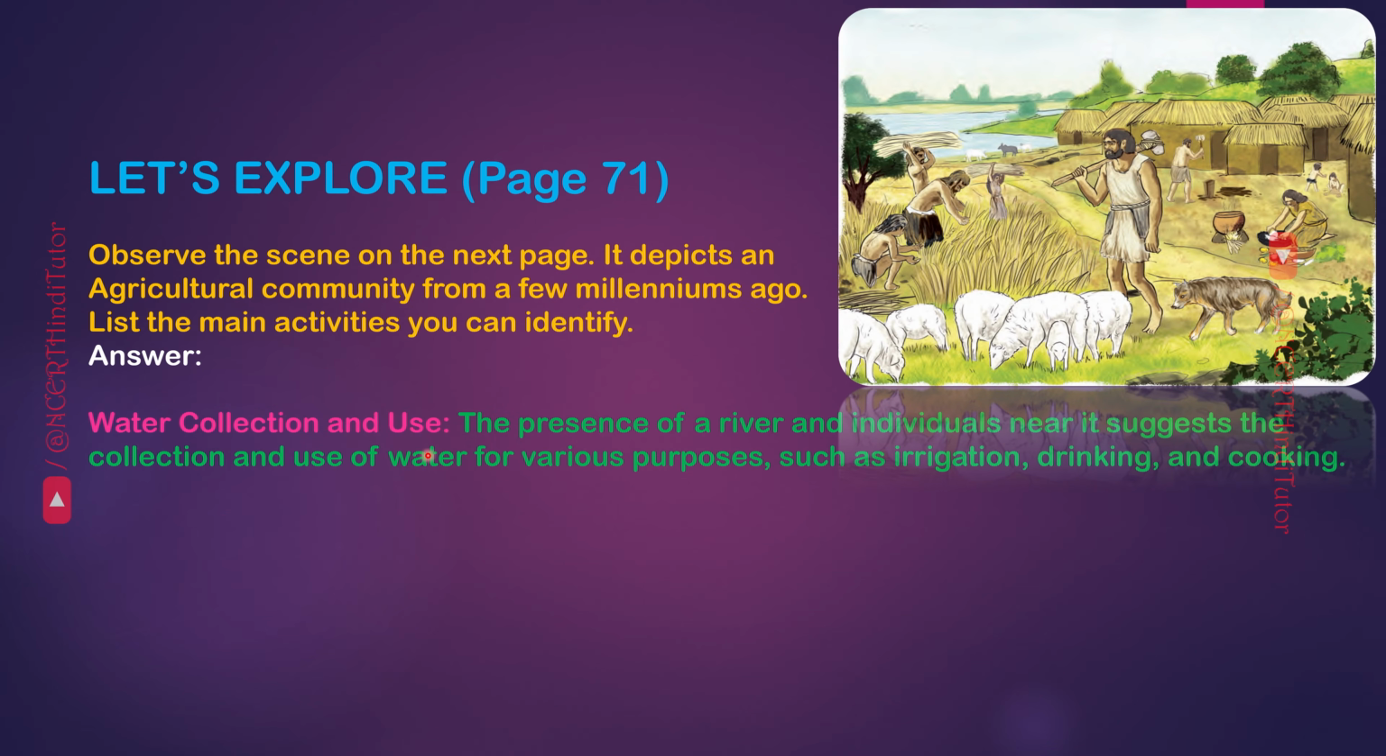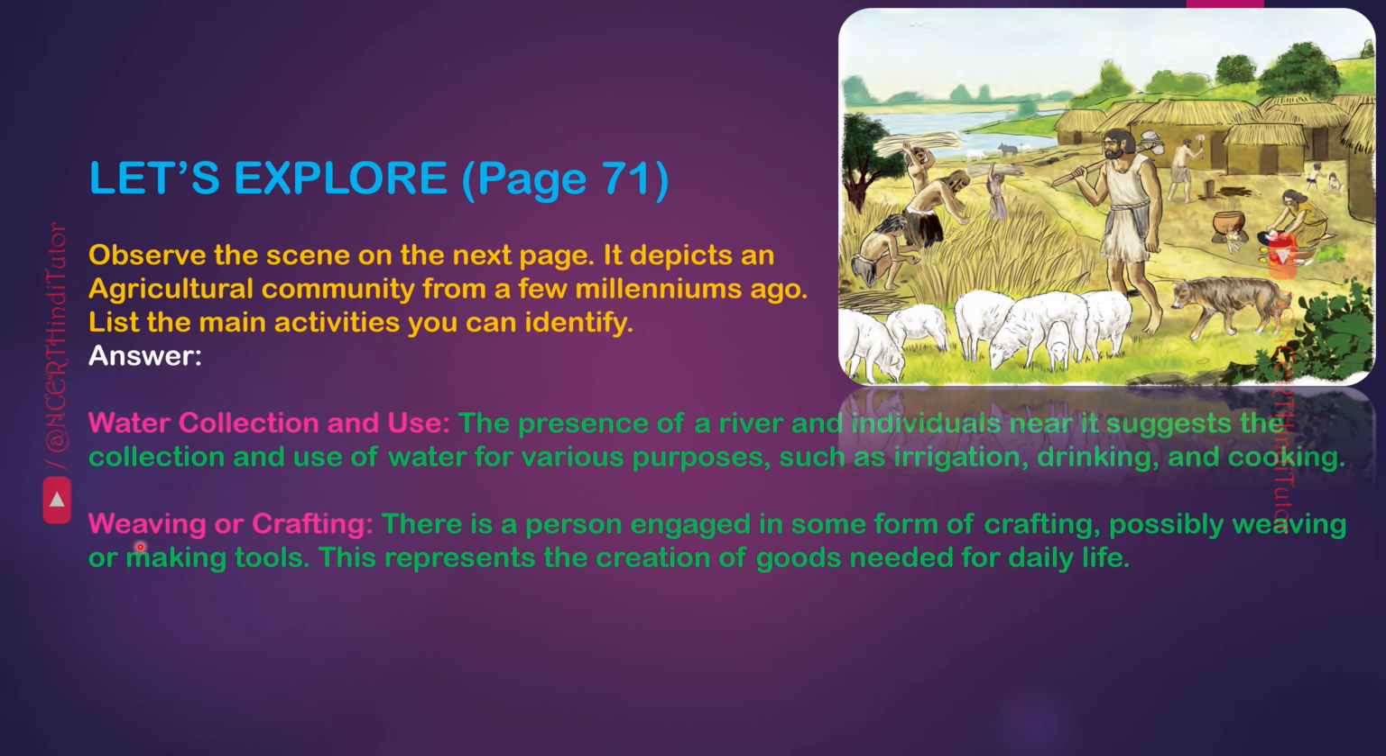Next, water collection and use. The presence of a river and individuals near it suggests the collection and use of water for various purposes, such as irrigation, drinking, and cooking. Next, weaving or crafting. There is a person engaged in some form of crafting, possibly weaving or making tools. This represents the creation of goods needed for daily life.